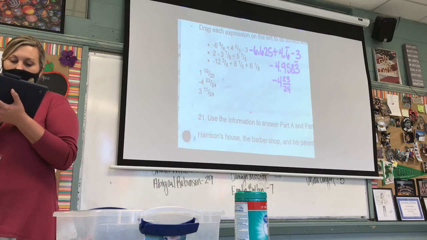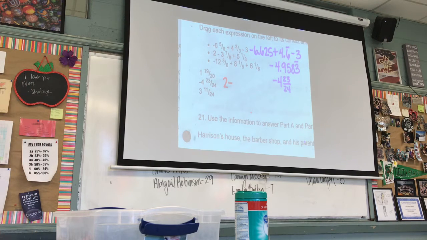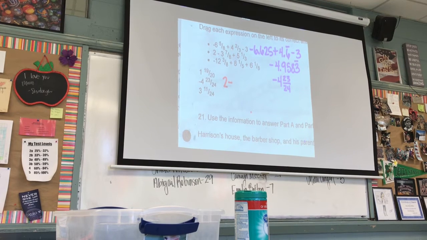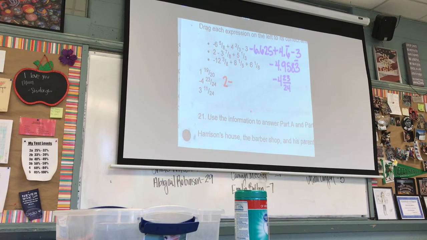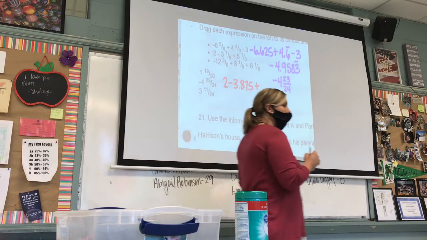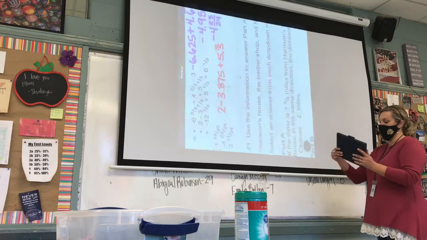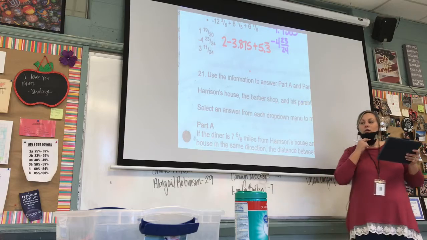2 minus, what is 3 7/8? Help me out, who's got a calculator? 3 7/8 is 3.875. Plus, what is 5 1/3? 5.3 repeating. So, Gilmer's got her calculator. She's hitting it up for me.